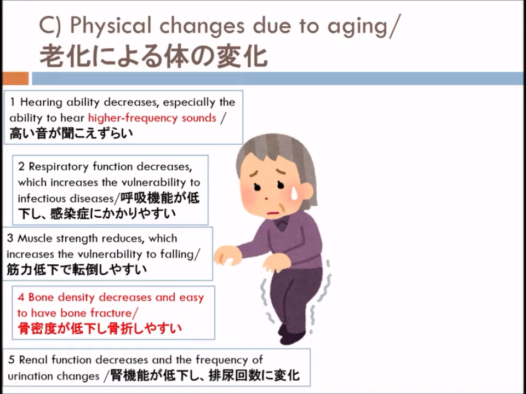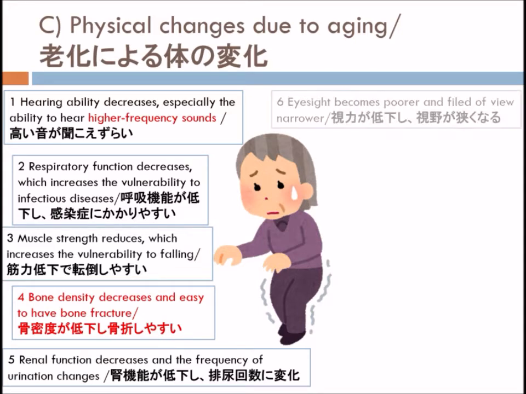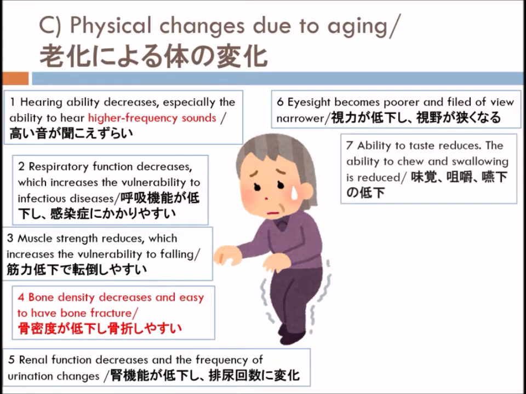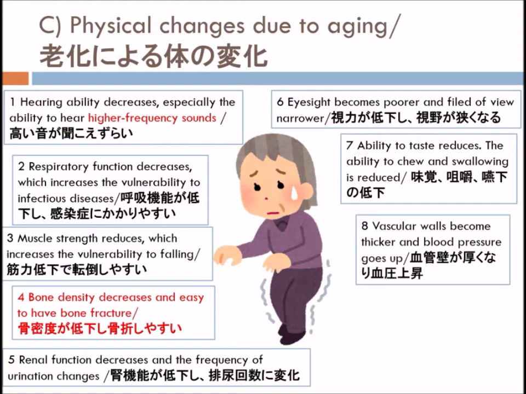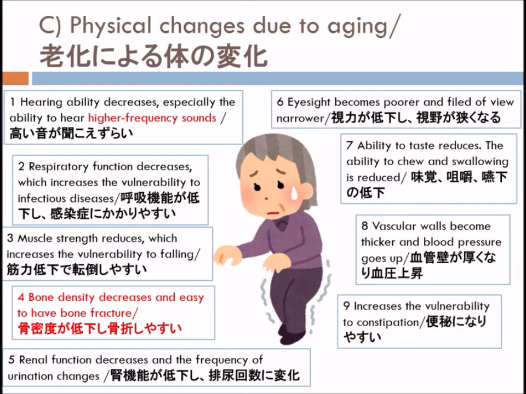5. Renal function decreases and the frequency of urination changes. 6. Eyesight becomes poorer and field of view narrower. 7. Ability to taste reduces. The ability to chew and swallow is reduced. 8. Vascular walls become thicker and blood pressure goes up. 9. Increases the vulnerability to constipation.